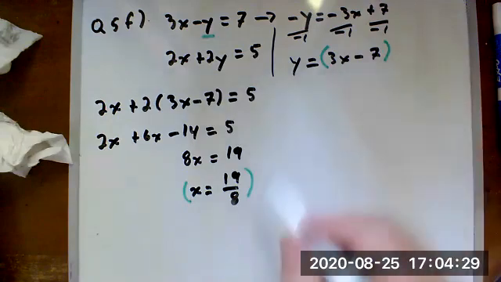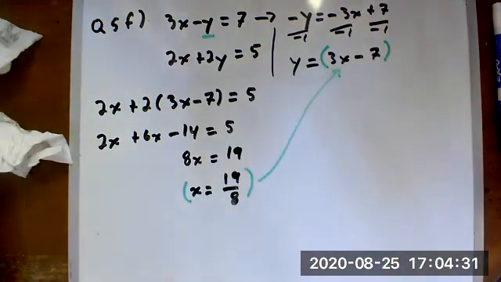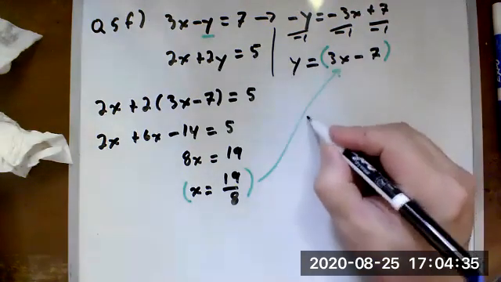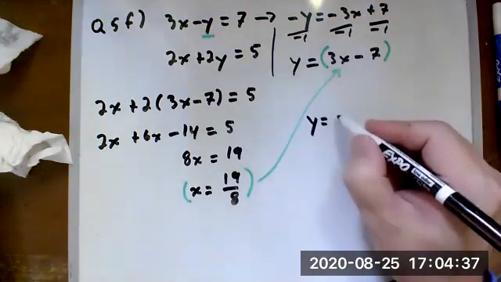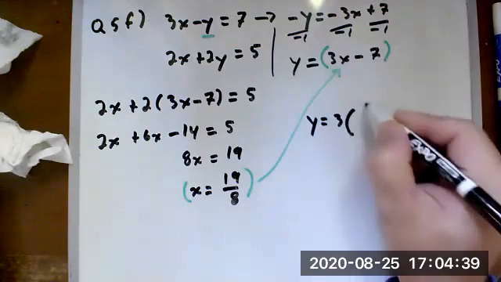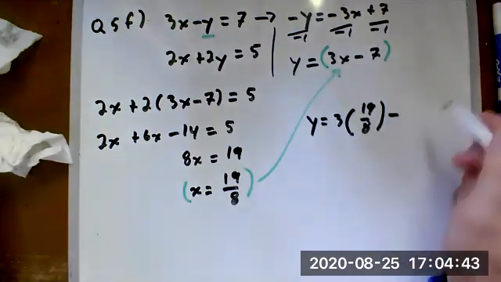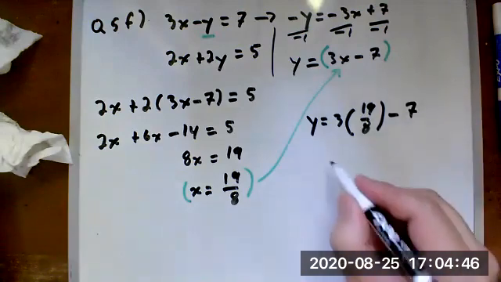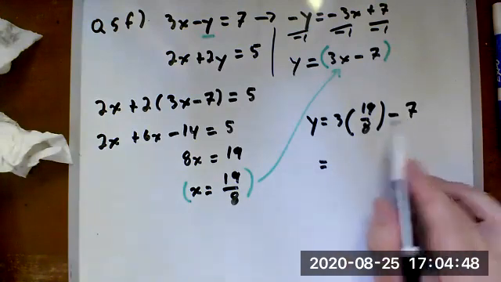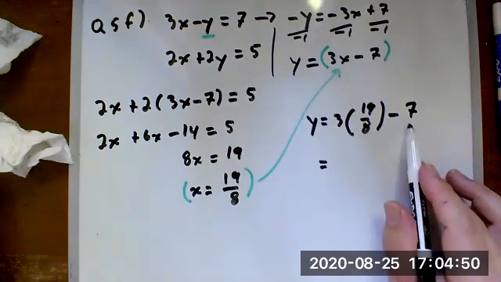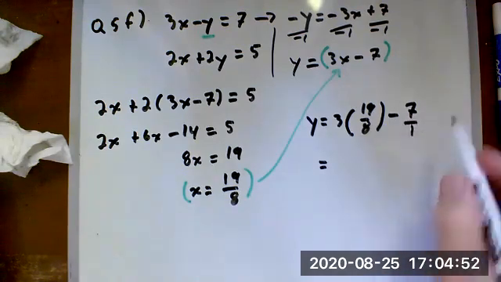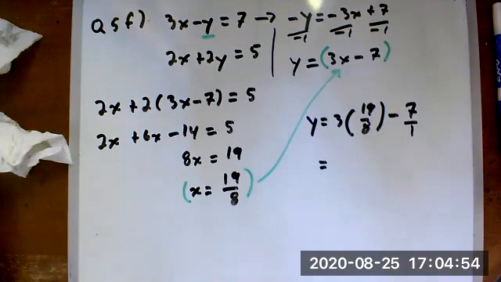This is now going to go back into this equation. And we see that y is going to be equal to 3 times 19 over 8 minus 7. I'm going to do two things at once. I know I'm going to have to subtract this 7, so I'm going to treat it as over 1. I will multiply it by 8, top and bottom.